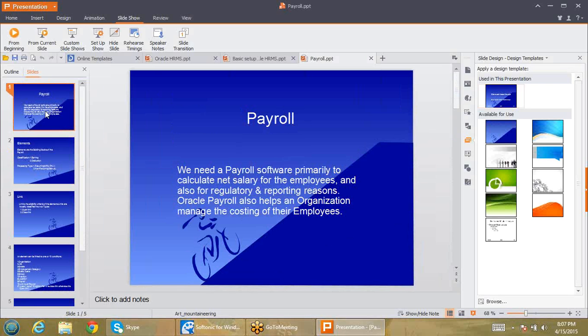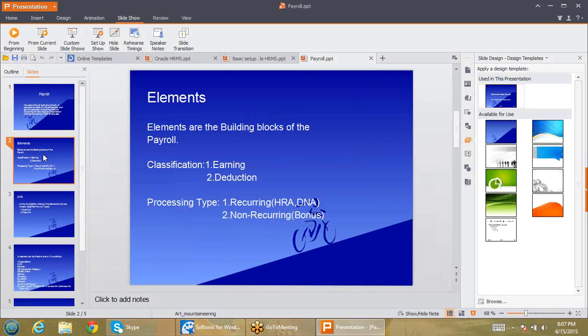Payroll, you know what payroll is? Creating the salary process. What we are doing in salary, that is called the payroll process. There are two types of elements in payroll: earning and deduction. Earning is whatever you earn, all the benefits. Deduction comes with a lot of deductions, like PF, TDS.